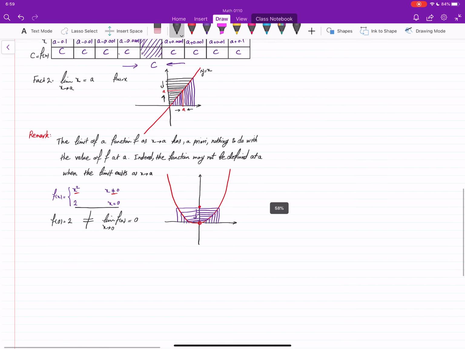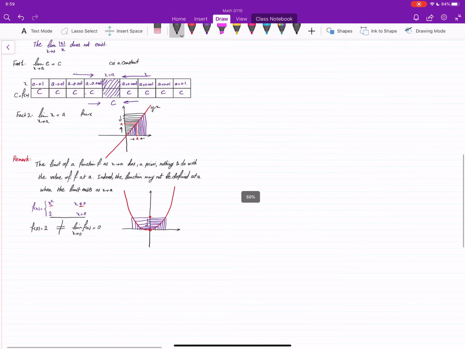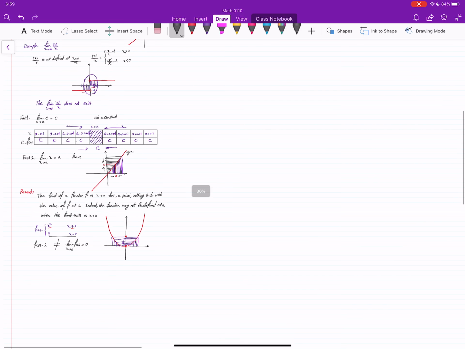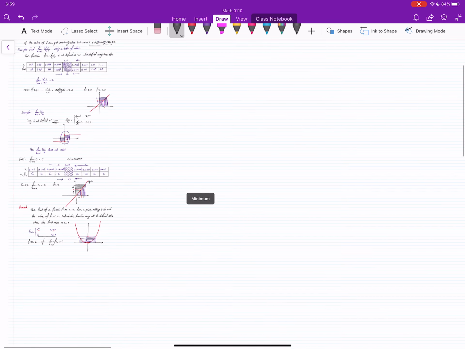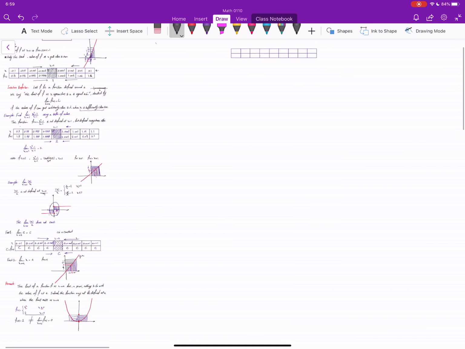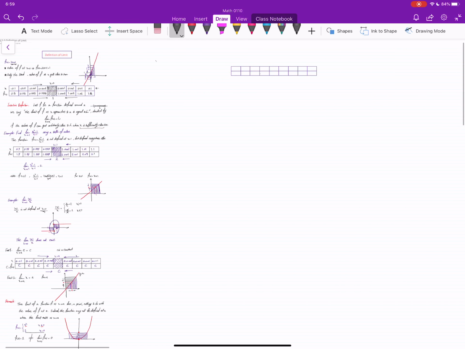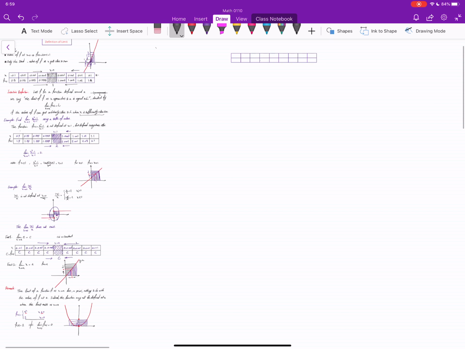Well, in this video, as you see, we did have a very experimental approach to define the limit of a function at a point, using the table or the graph of the function, and we did some examples. You have to make sure that you understand all these examples in detail.